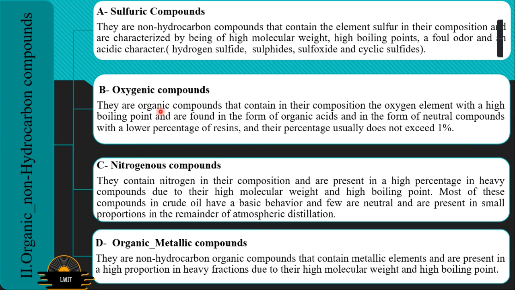The second type is oxygenic compounds. These are organic compounds that contain in their composition the element oxygen, with high boiling points, and are found in the form of organic acid and in the form of a neutral compound with a lower percentage of reagent, and their percentage usually does not exist at 100%. These acidic compounds are present in the middle section in high percentage.